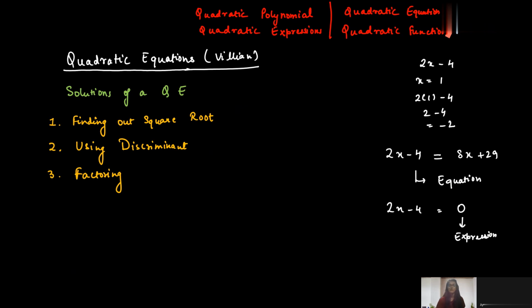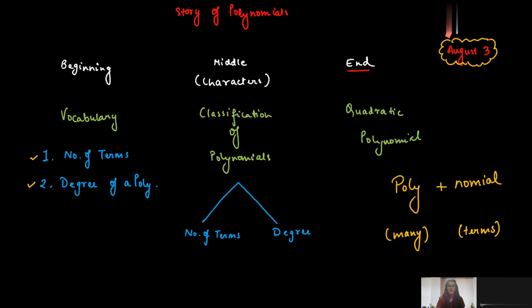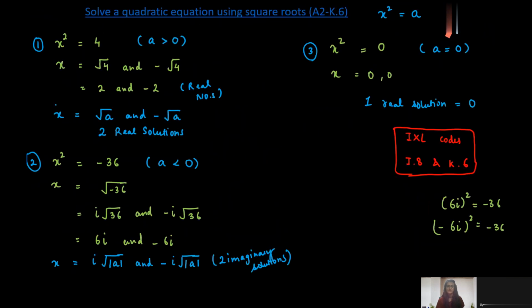For example, we use the first method when our quadratic equation looks like this: x squared equals a. This is the simplest form of a quadratic equation that you can get. In this case, we use the first method, that is using the square roots. But it's not always that we'll get a simple quadratic equation like this.